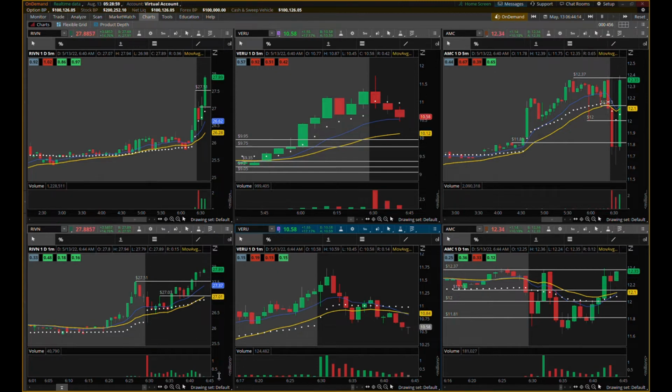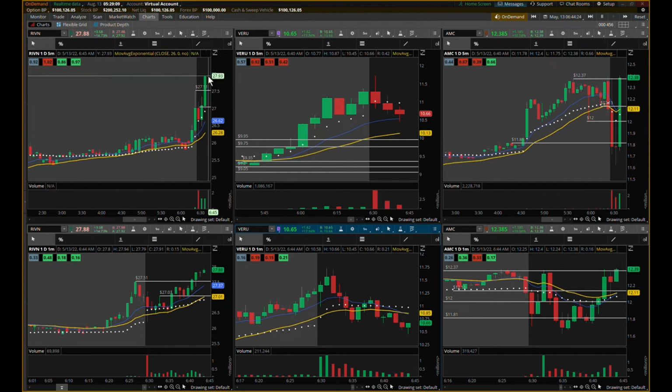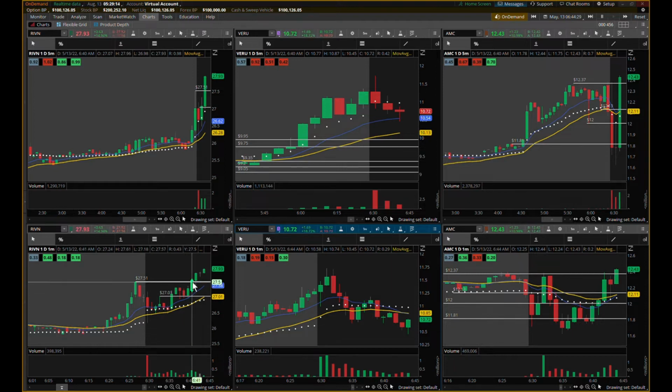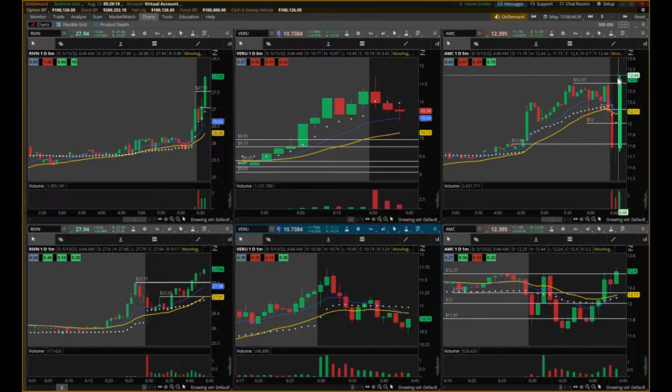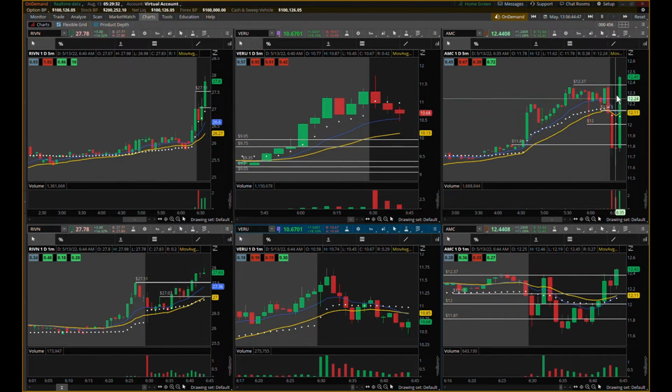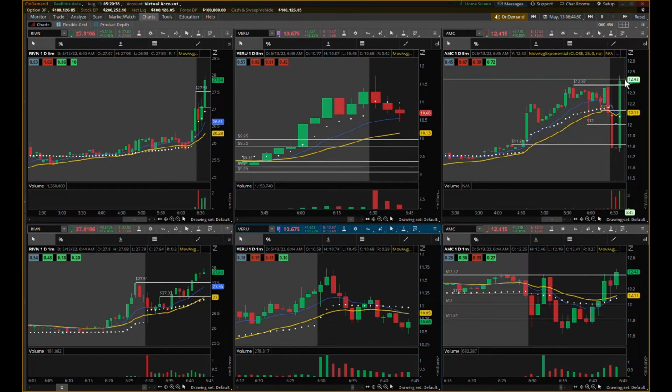RIVN, so that 5 minute candle is on the last minute. And I would expect the next 5 minute candle to pull back, maybe down to 27.51. AMC looking strong, but I do not trust AMC right now. I would not buy this. AMC I know can whip around, and with this big candle like this, that is way overextended. I mean, sure, it could go up more, but I'm expecting the next 5 minute candle to drop.